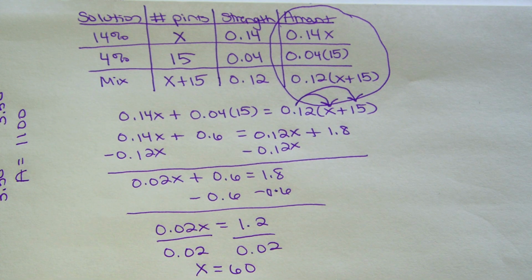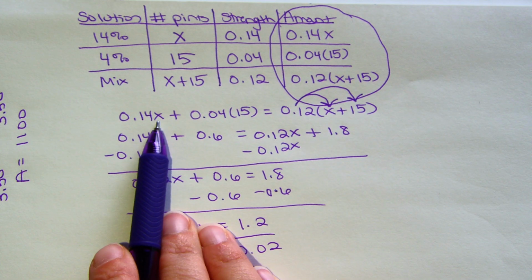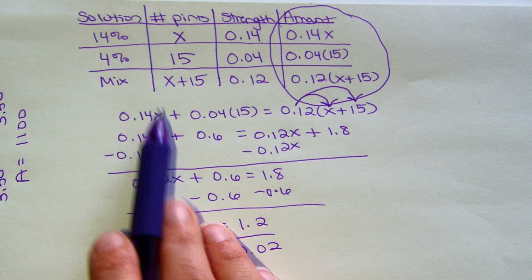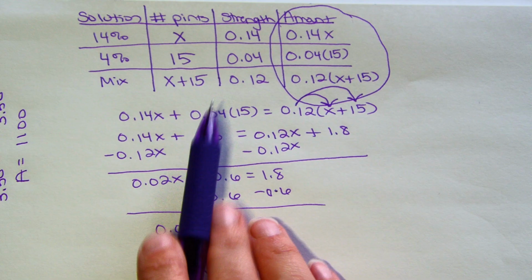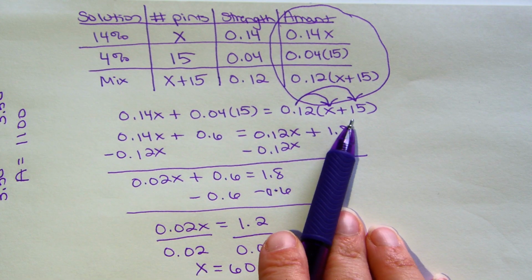Strength times the number of pints equals strength times the number of pints of your mixture. Like you'll have your first solution, second solution, you add those together to get your mixture. That's the way the equation actually works. But as I've mentioned, there's just a lot of numbers, and so the table is really nice in organizing it.